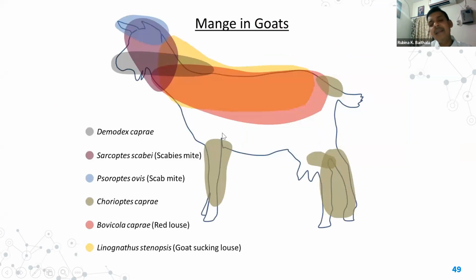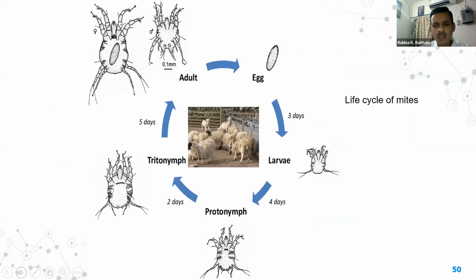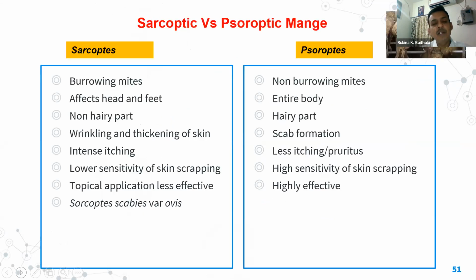These are the normal predilection sites of the mites. In case of goat, we have shown the different predilection sites for Demodex, Sarcoptes, Psoroptes, and Chorioptes. The life cycle of the mite normally takes 2 weeks: eggs, larvae, protonymph, different nymphal stages, and then adult. Normally 10 to 14 days are needed for completion of the life cycle. Understanding the life cycle is very important whenever you go for any preventive or control strategy.